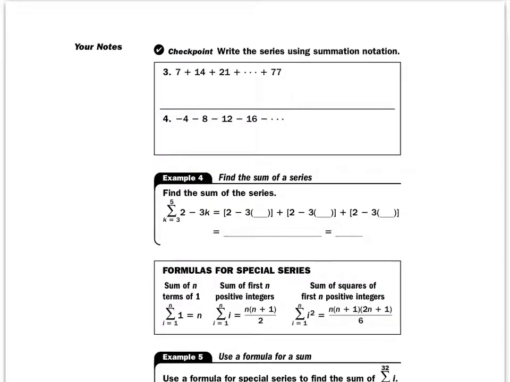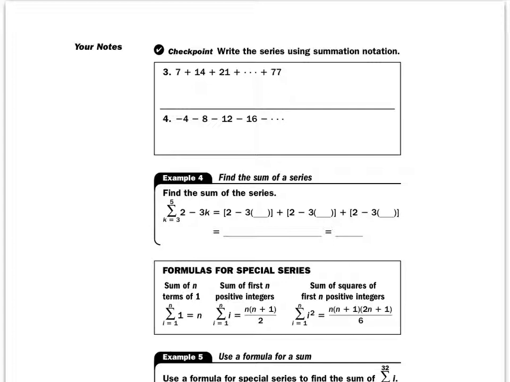Okay, checkpoint. Number 3 is pretty easy. What are you doing every time to i to get the terms of the sequence? You're just multiplying by 7, aren't you? So go ahead and write that summation notation from 1 to this top limit, and then it's 7i. Okay, on 4, that's another easy one too, where you're multiplying the i by something every time.